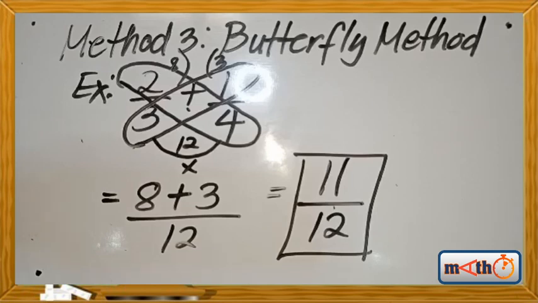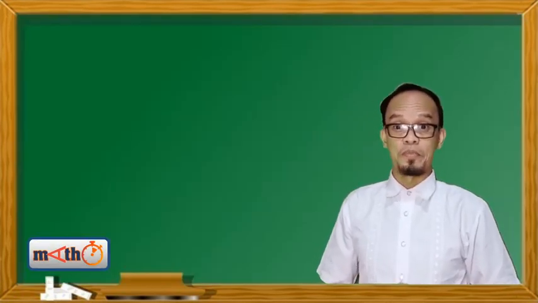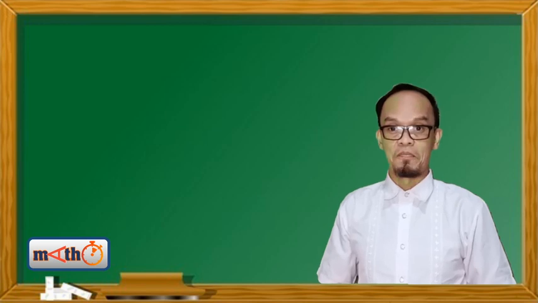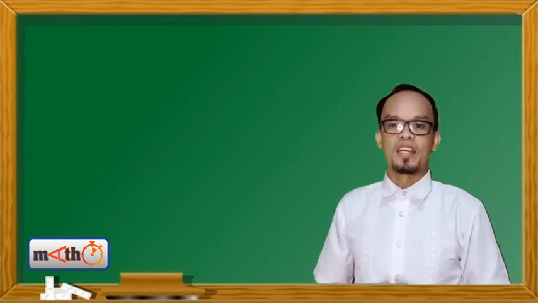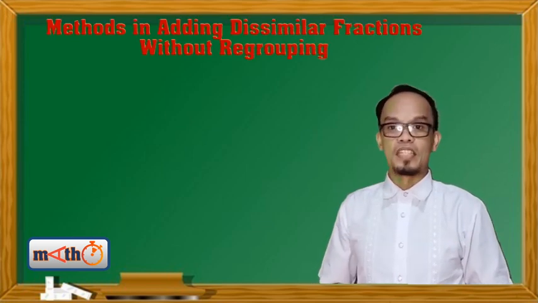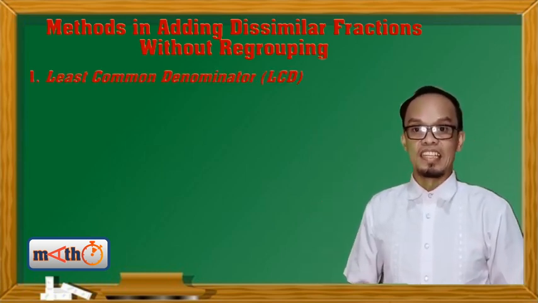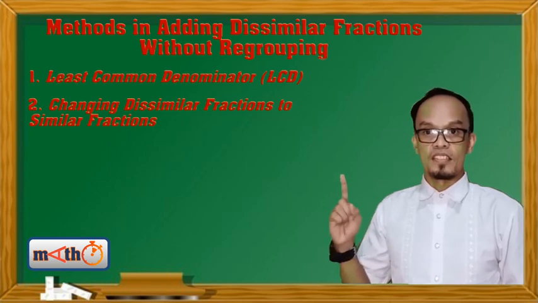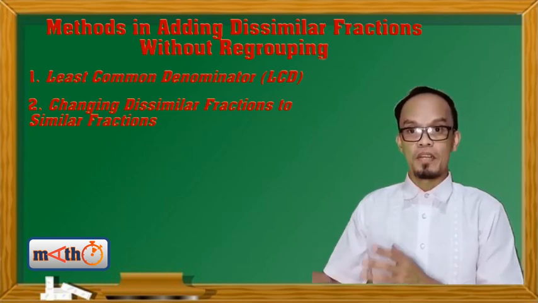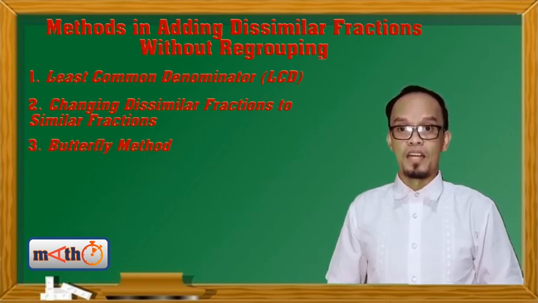So that's how you're going to use the butterfly method in adding two dissimilar fractions. So different methods or different ways on how to find the sum of dissimilar fractions. But see, we arrive at the same answer. So don't forget that we have 3 methods on how to add dissimilar fractions. First is by using the least common denominator. Second is by changing dissimilar fractions to similar fractions. And the last one is by using the butterfly method.